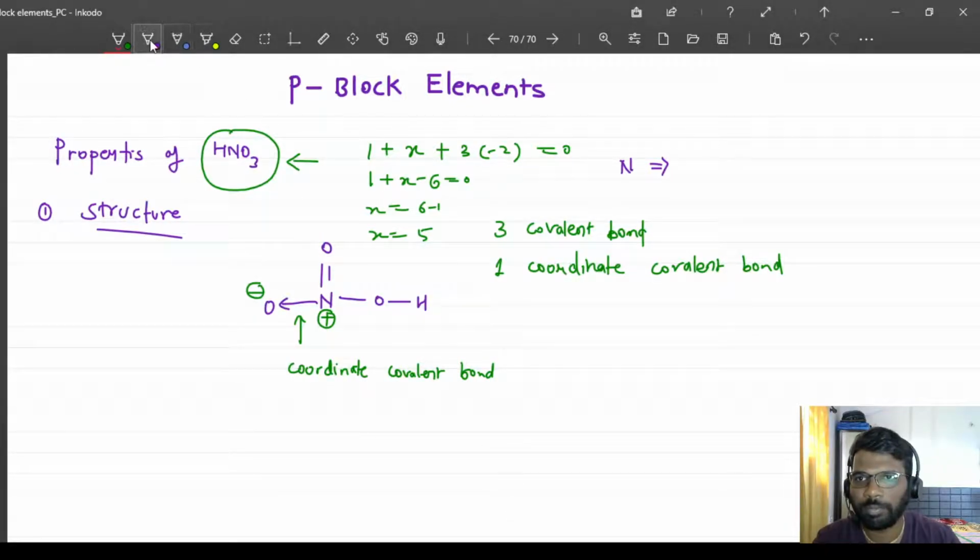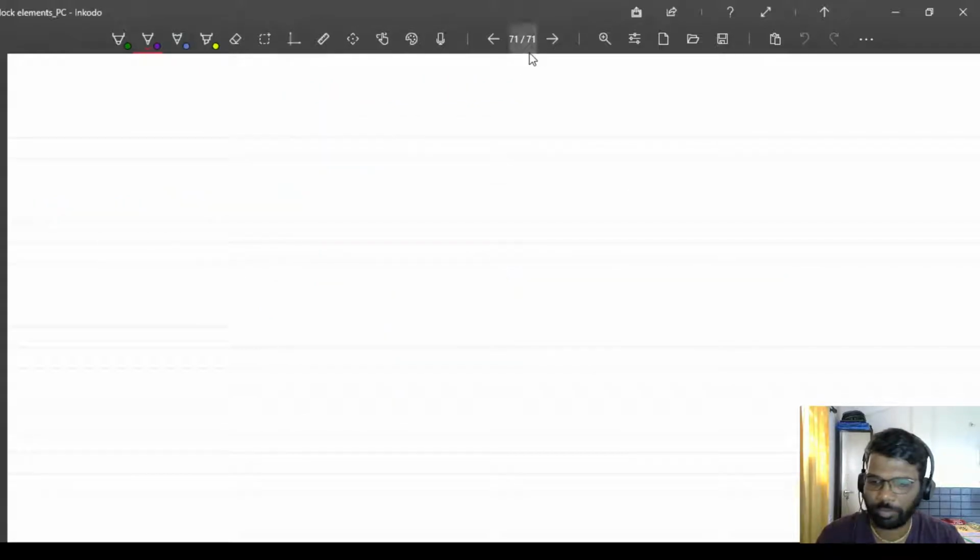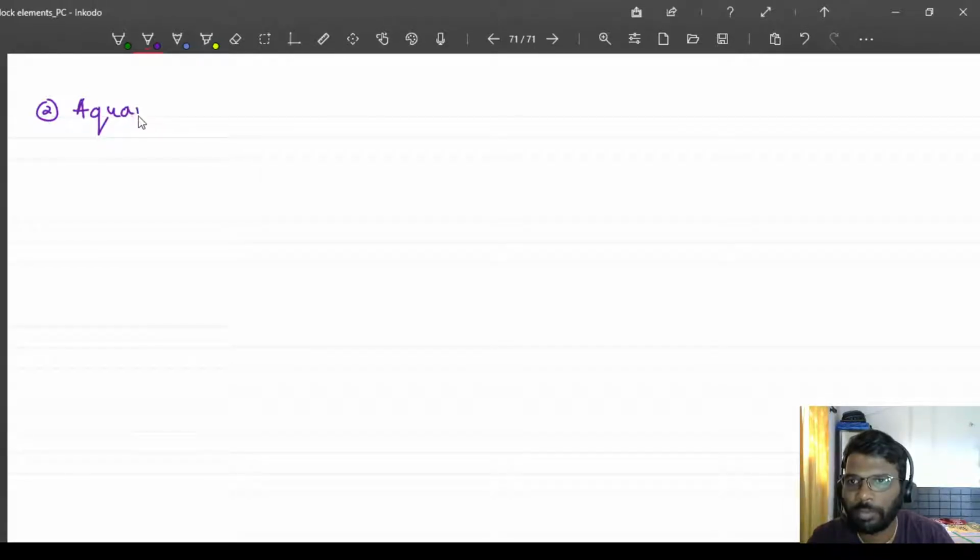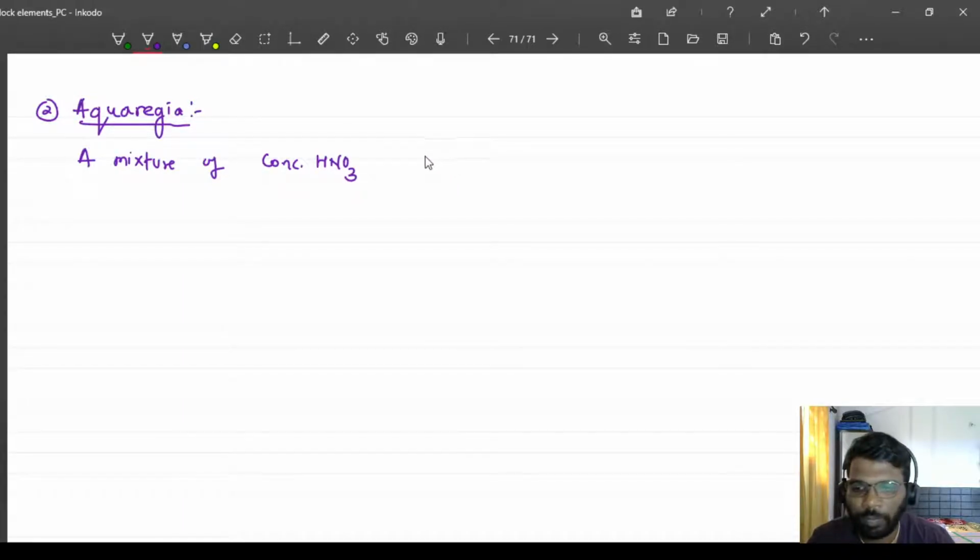Next is aqua regia. Now, it is a mixture. What is aqua regia? It is a mixture of concentrated HNO3 and concentrated HCl. Okay, this is called aqua regia.